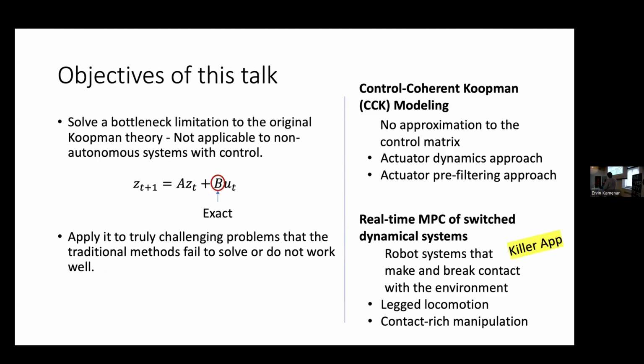So today, in the first part, control coherent Koopman is an emergent technique that doesn't require any approximation of the B matrix. B is exact and constant. I've already presented the actuator dynamics approach. If time permits, there's an important extension to the actuator pre-filtering approach, which significantly reduces the constraints and broadens the applicability. In the second part, I look at the switched dynamic systems that we often see in robotics, locomotion, and contact-rich manipulation. That seems to me the killer app of Koopman.